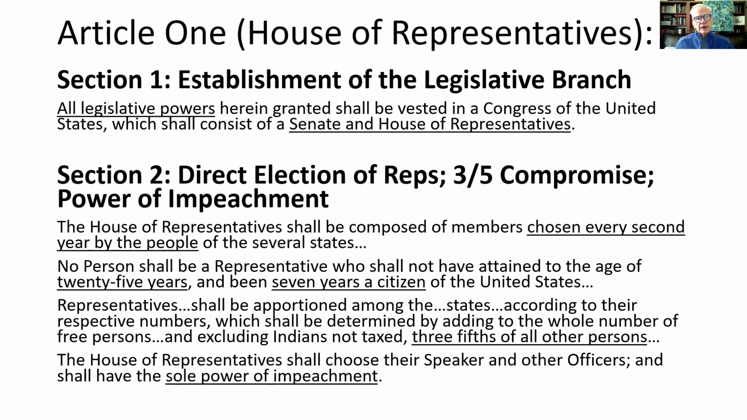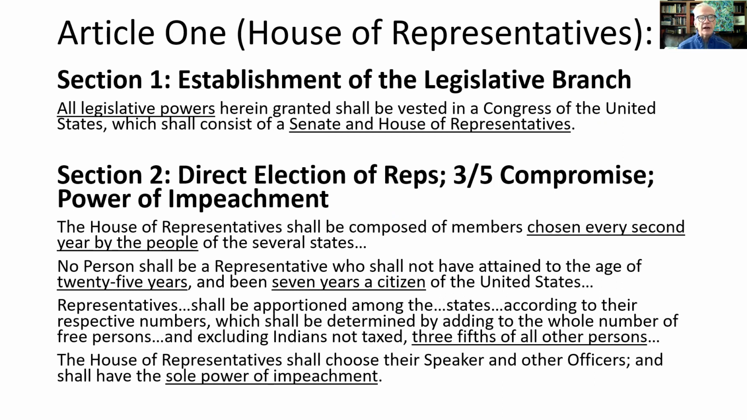The Constitution of the US starts off with the articles that deal with the creation of the government. Article 1 deals with the legislative branch of the US government, and it's broken into two parts, the House of Representatives and the Senate. Article 2 deals with the presidency, which we'll talk about later on. Article 3 talks about the federal courts, particularly the Supreme Court.